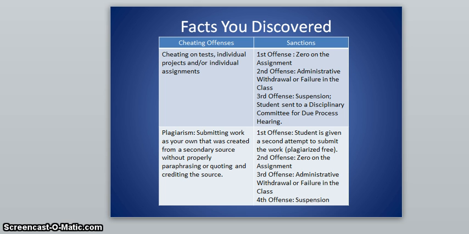Plagiarism is submitting work as your own that was created from a secondary source without properly paraphrasing or quoting and crediting the source. The first offense for plagiarism, the student is given a second attempt to submit the work plagiarized free. Second offense will result in a 0 on the assignment. Third offense, administrative withdrawal or failure in the class. Fourth offense, suspension.